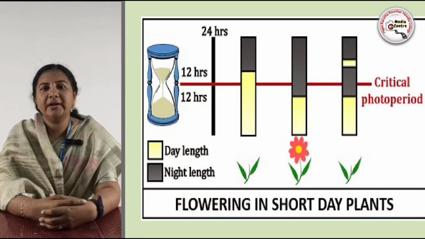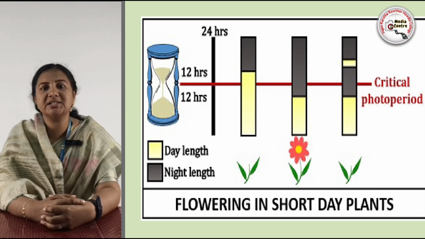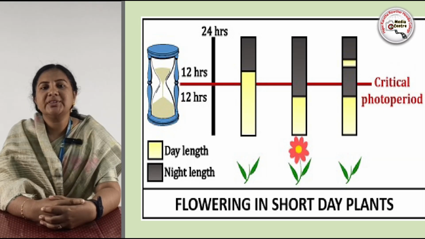The plant requires a short day length of 8 to 12 hours and a long night period of 12 to 16 hours. This uninterrupted dark period induces flowering, for example in the case of tobacco. If this continuous dark period is interrupted by a flash of red light, it inhibits flowering. These reactions can be reversed by exposing the same plant to far red light, which induces flowering.